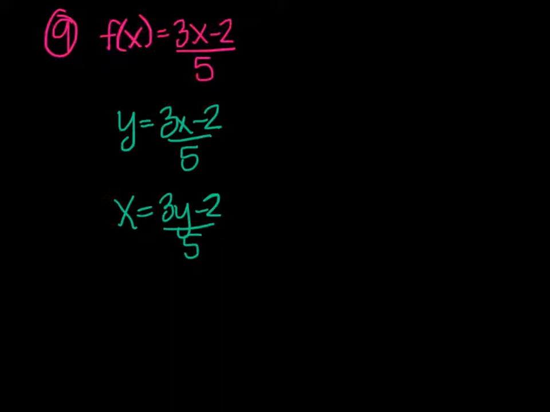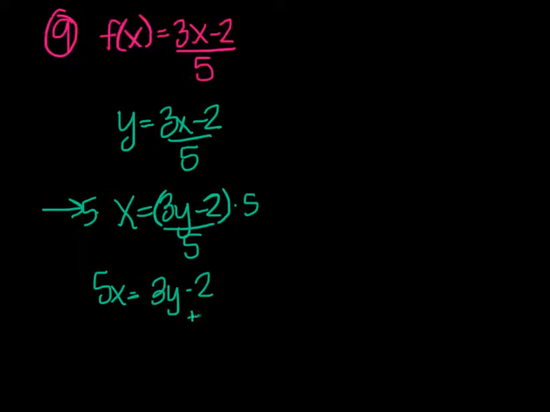And now our goal is to get y by itself in this inverse equation. So to do that, the first thing we're going to do is multiply both sides by 5. So everything on the top is getting multiplied by 5, and we're multiplying by 5 over here. So we've got 5x equals 3y minus 2. Next, to get y by itself, we need to add 2 to both sides. So we're going to add 2 over here, add 2 over here.